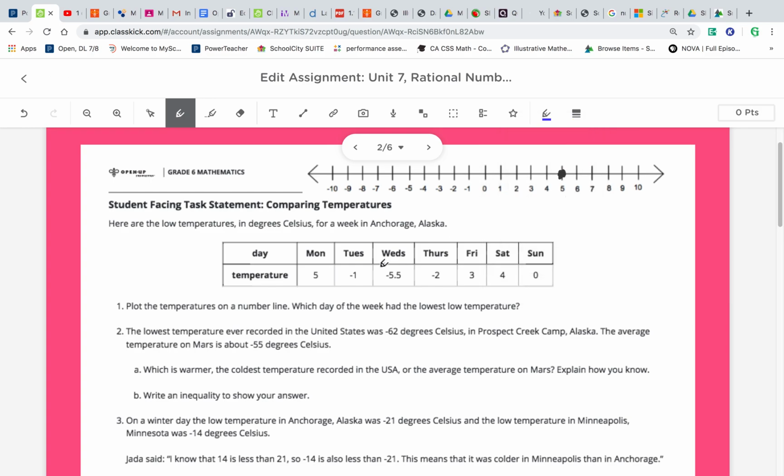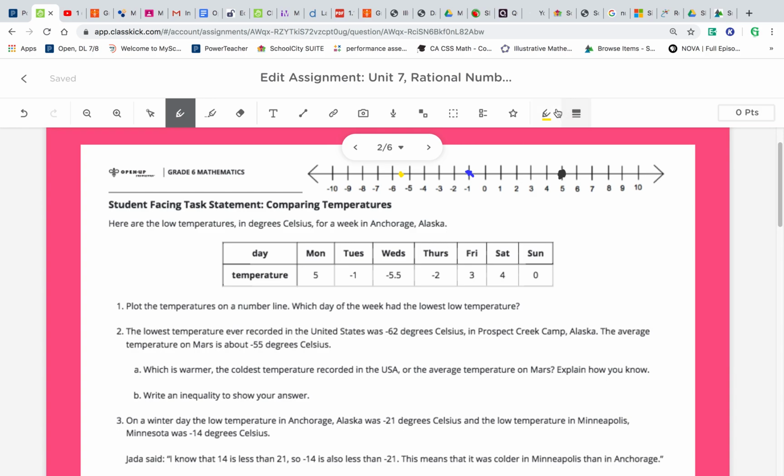So for Tuesday, it was -1. So I find 0, and -1 is going to be to the left. So there's Tuesday. All right, and so for Wednesday, -5.5. Okay, so I'm going to go find -5, but then for the 0.5 part, we have to decide, am I going to go to the right or am I going to go to the left? Well, -5.5 is halfway between -5 and -6, so it has to go here.